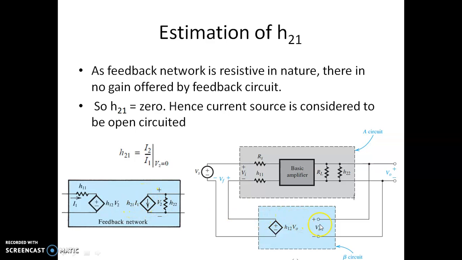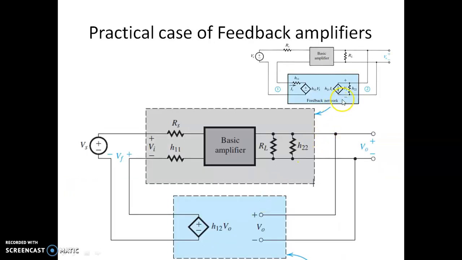When it is open circuited, you can see it looks like this. Whatever parameter you have, H21 has been moved here, and H22 has been moved over here. For H12, this is V0, which is actually V2, and it is placed here, and H21 is now represented by an open circuit. This is how we are representing the H parameters onto the amplifier circuit. This is the practical case of the feedback network, and this is how it was looking.